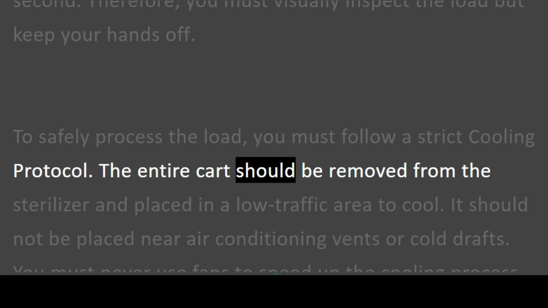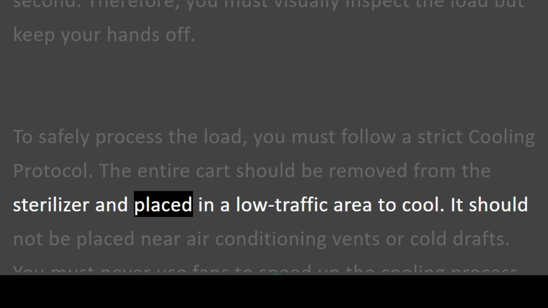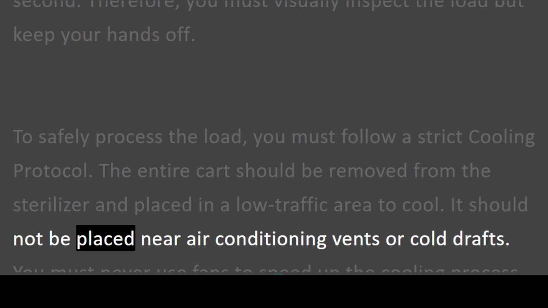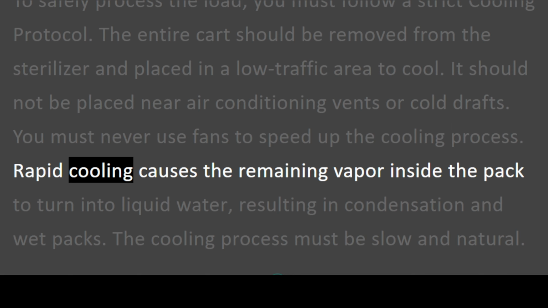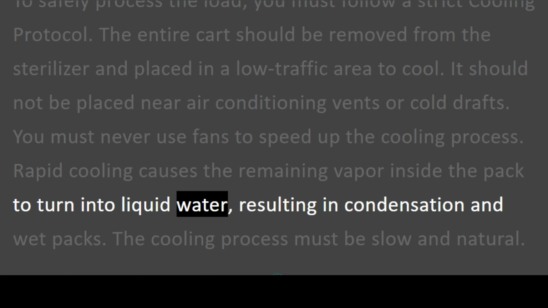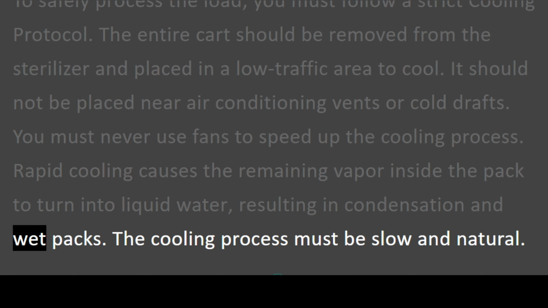The entire cart should be removed from the sterilizer and placed in a low-traffic area to cool. It should not be placed near air conditioning vents or cold drafts. You must never use fans to speed up the cooling process. Rapid cooling causes the remaining vapor inside the pack to turn into liquid water, resulting in condensation and wet packs. The cooling process must be slow and natural.